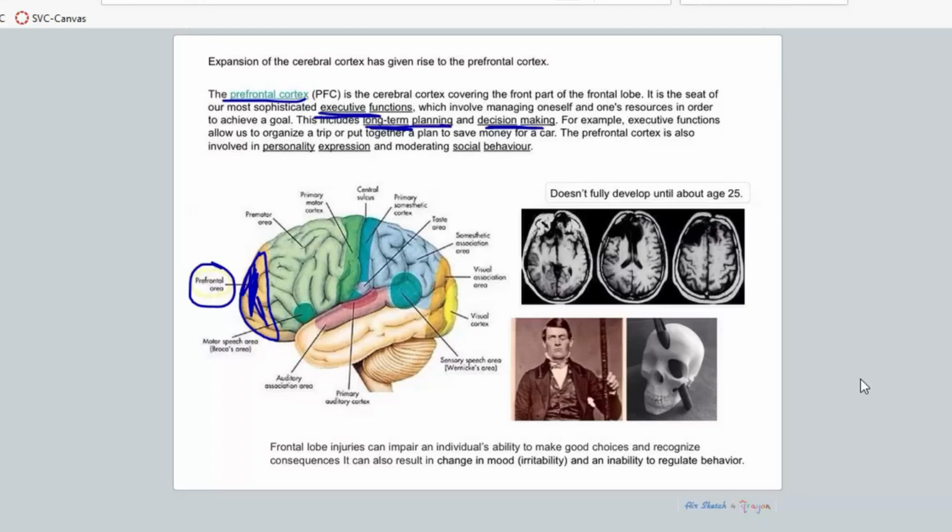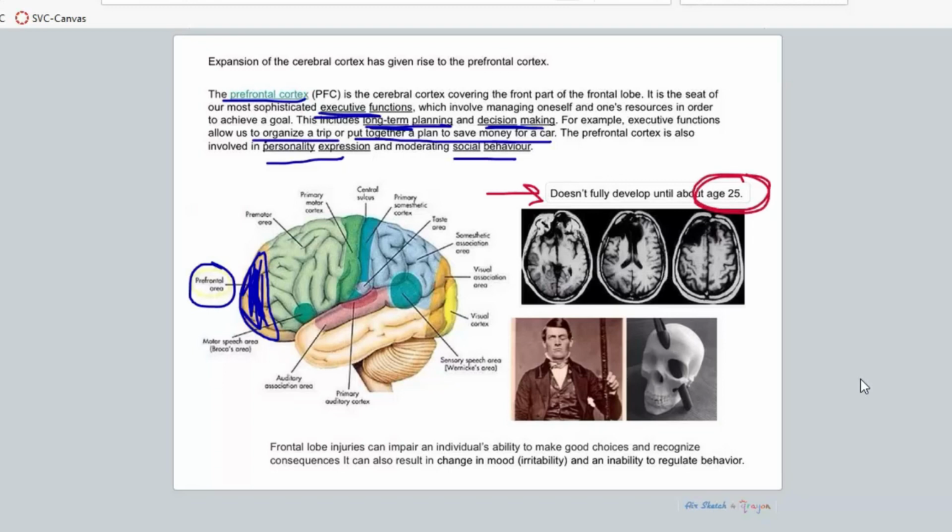For instance, the ability to organize a trip or put together a plan to save money for a car. That kind of stuff happens in the prefrontal cortex up there. And it's also involved in personality expression and moderating social behavior. And something that's interesting about it is that it doesn't fully develop until about age 25.